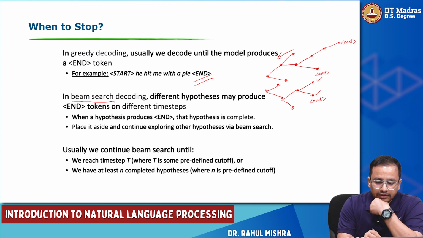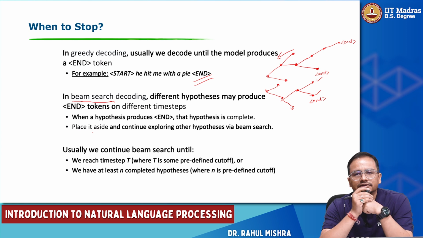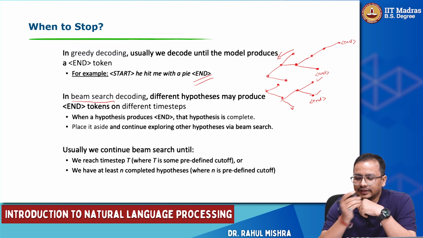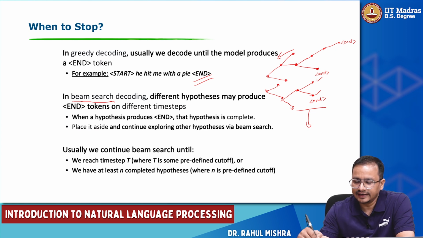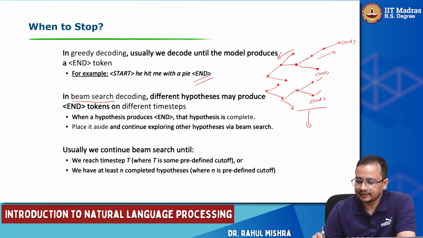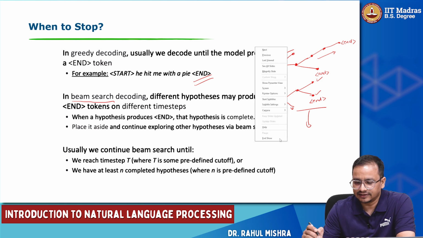Once a hypothesis produces an end token, then that hypothesis is complete, so we need to take it aside. We need to store that hypothesis, and then we keep exploring the rest of the beams, or candidate hypotheses. Once we have explored all the hypotheses, we can see which one is giving us the max probability value, as we had seen in the previous formula.